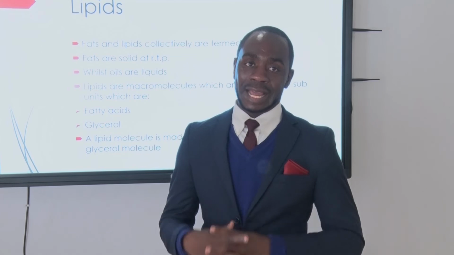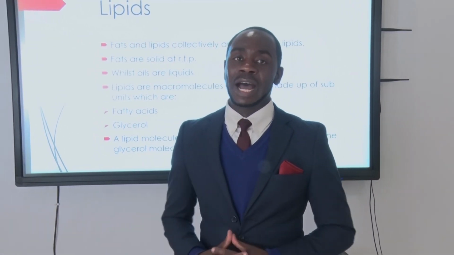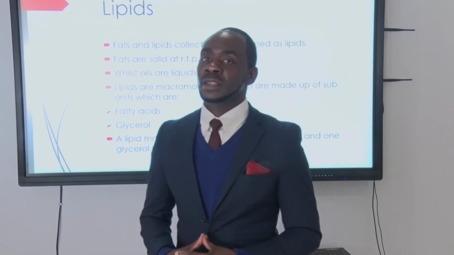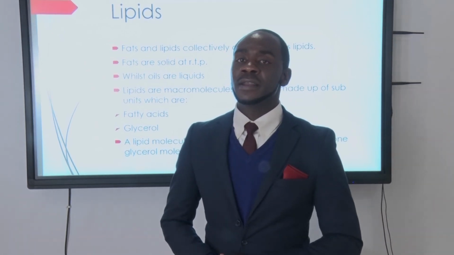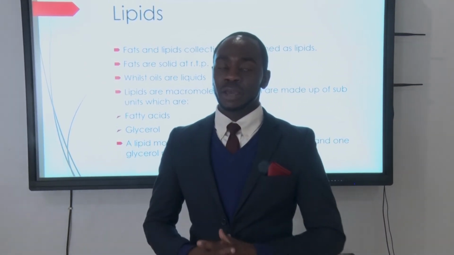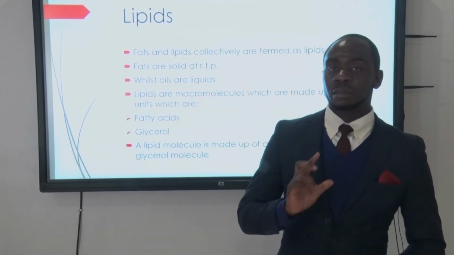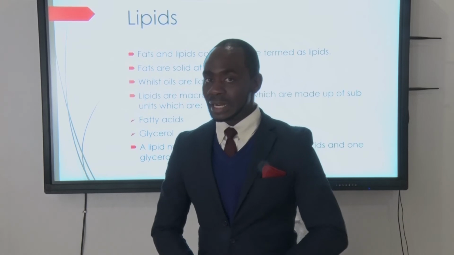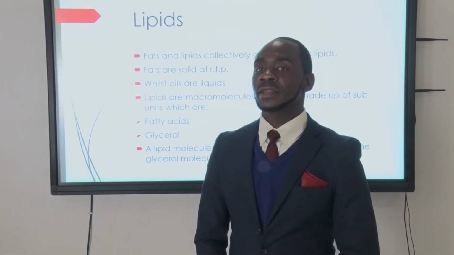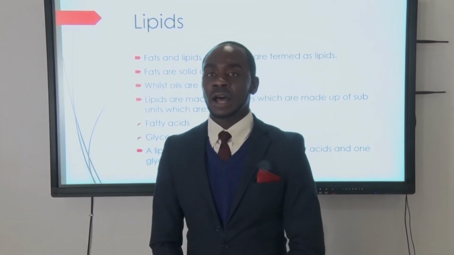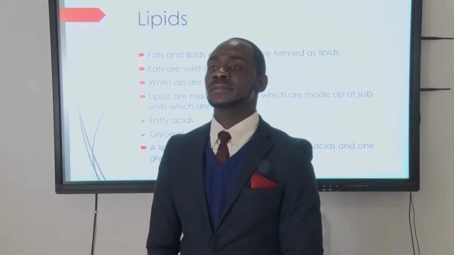The first question that they usually ask on carbohydrates is: state the chemical elements that make up carbohydrates. The answer is carbon, hydrogen, and oxygen. These are the 3 chemical elements that make up carbohydrates. Question number 2, state the 4 main classes of biological molecules. These four classes are carbohydrates, lipids, proteins, and nucleic acids.